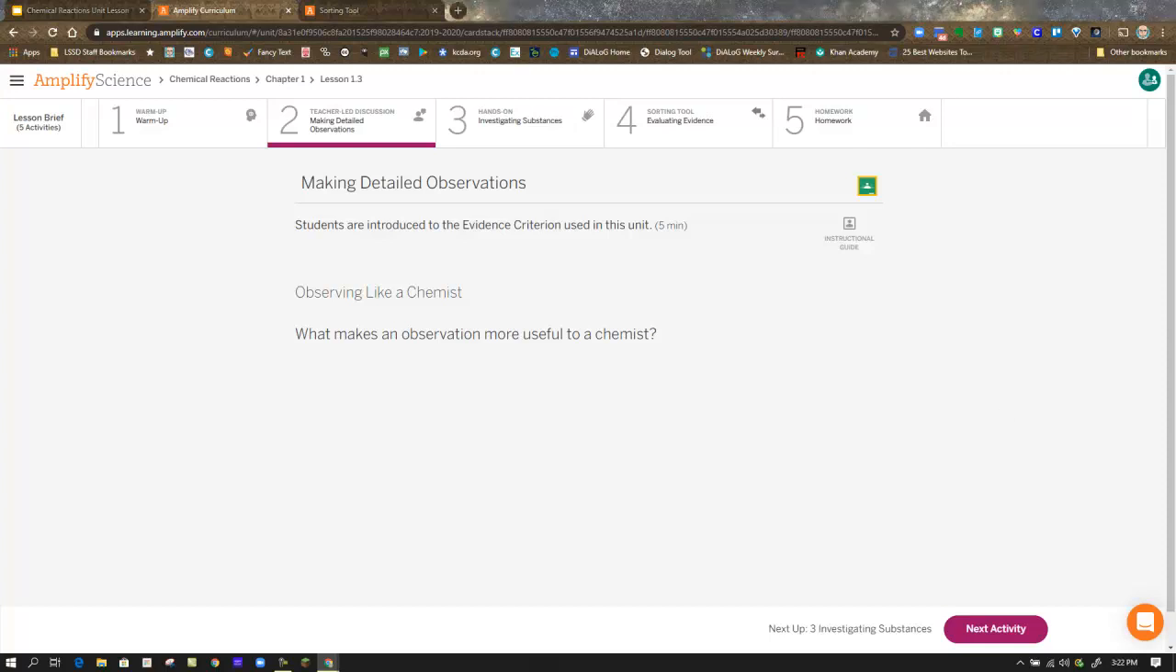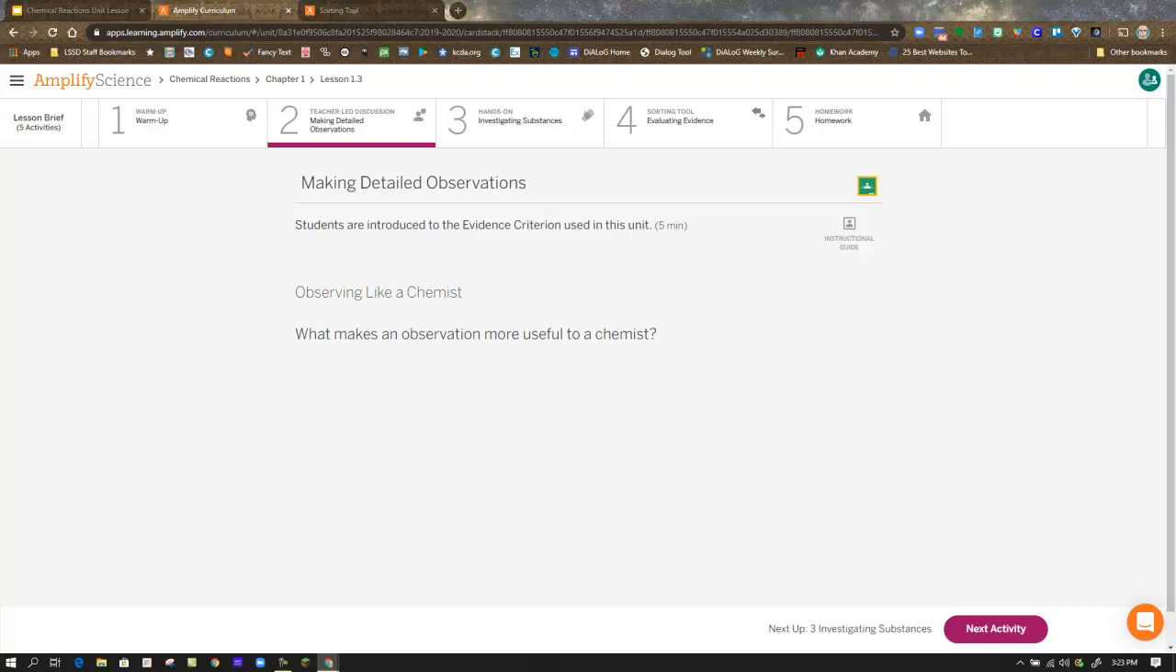In chemistry, observations are an important source of evidence, but some observations are more useful than others because they make it possible for a chemist to tell different substances apart. Detailed observations include specific information about a substance, such as its color or texture. So in this unit, we're going to use evidence criterion to make more detailed observations and provide stronger evidence so we can evaluate the quality of the evidence. And as we collect our evidence, we'll use the chemist's observation guidelines to help us make detailed observations.